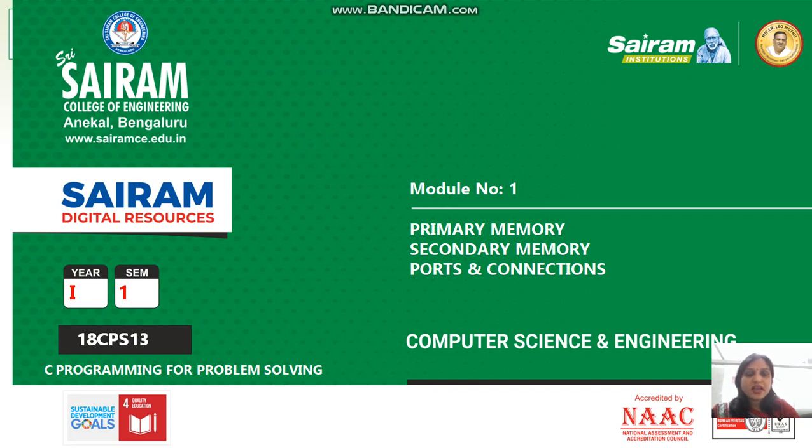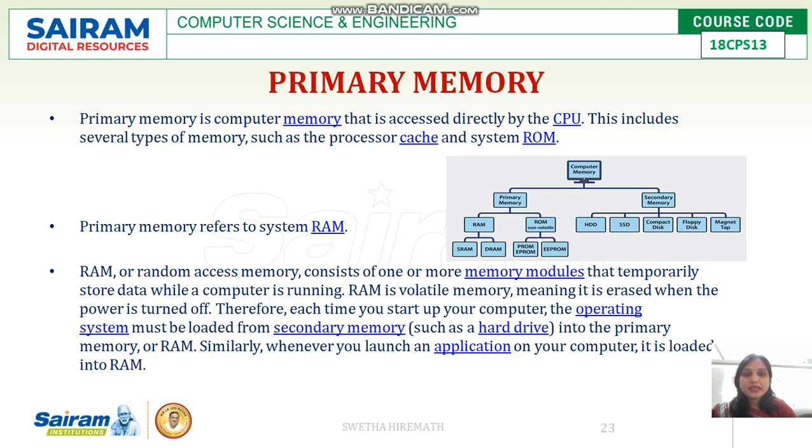So first let us start with the primary memory. In each and every computer system there will be a memory unit where we are going to store the data and instructions which are required for processing. The memory unit is divided into two parts, that is primary memory and the secondary memory.